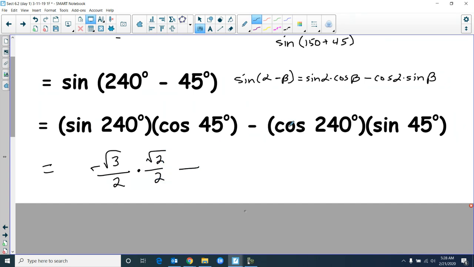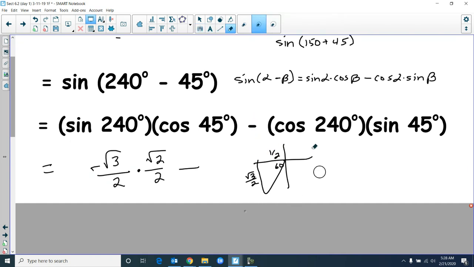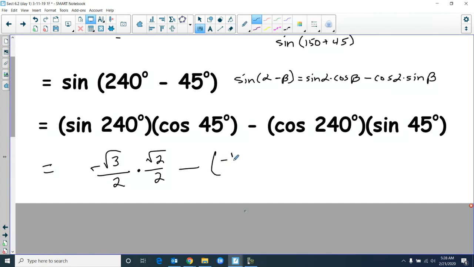Minus, what's the cosine of 240? Well, we just had that figure drawn. That's, again, a reference angle of 60. The adjacent side is going to be 1/2. So the cosine of 240 is going to be negative 1/2. And then the sine of 45 is square root of 2 over 2.